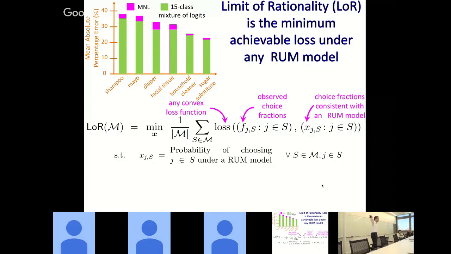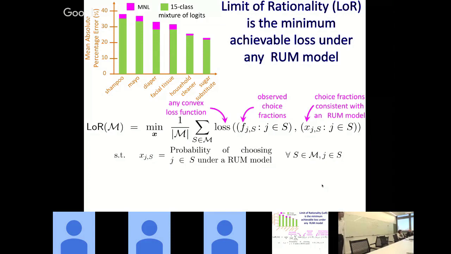Yeah, so that's exactly what we are trying to do. The problem is, you can verify it for a particular choice model, but we want to verify it for all RUM choice models at once. One way to frame our question is: is the data completely explainable by an RUM choice model? Okay, so this is one way to formulate this limit of rationality.